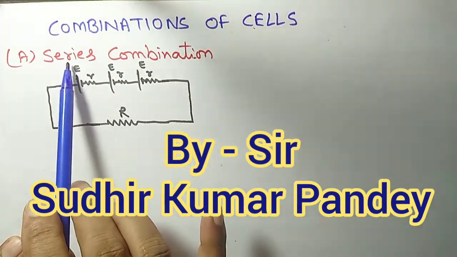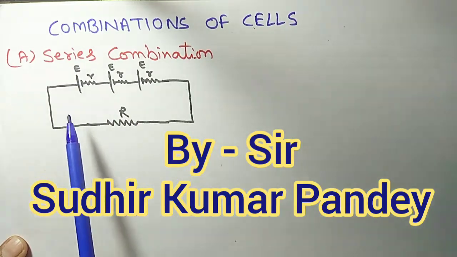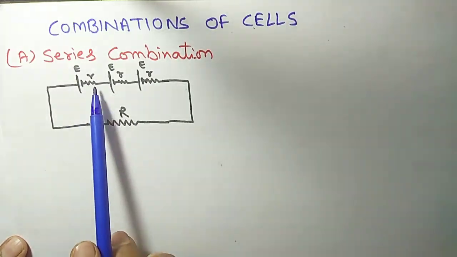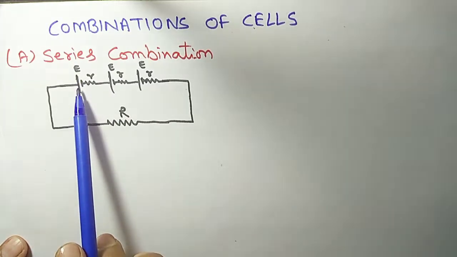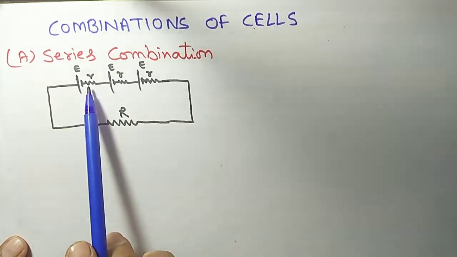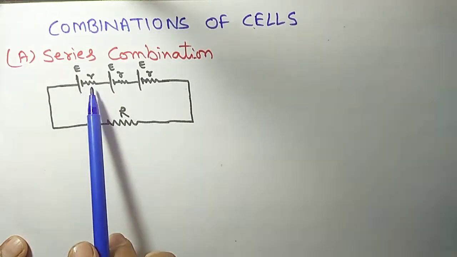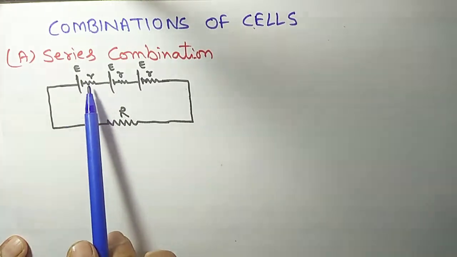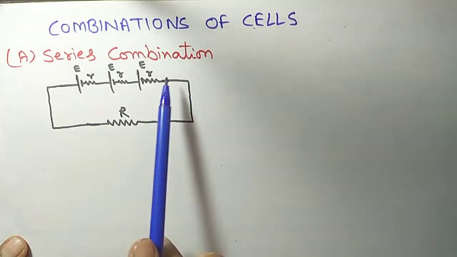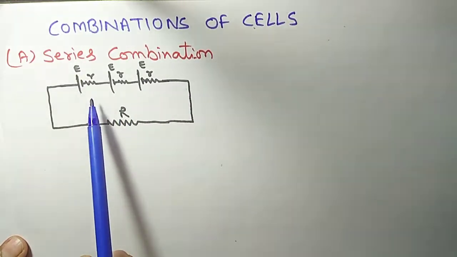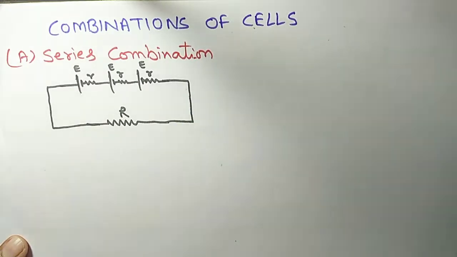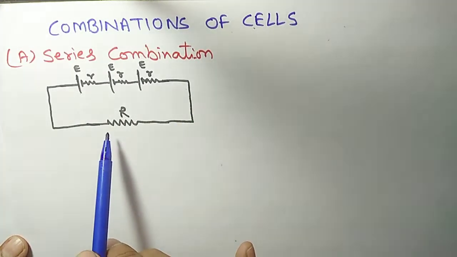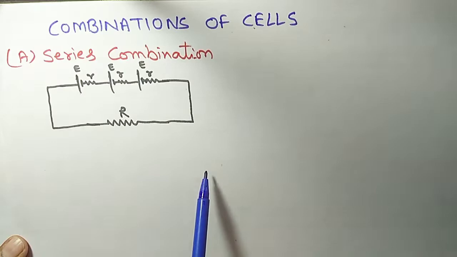First of all, we'll discuss series combination. In series combination, we connect all the cells having the EMF E, and the internal resistance of each cell is, suppose, small r. Suppose n cells are connected. We are showing only 3 in the figure, but we can take up to n cells. To find the maximum current, we'll discuss the conditions.